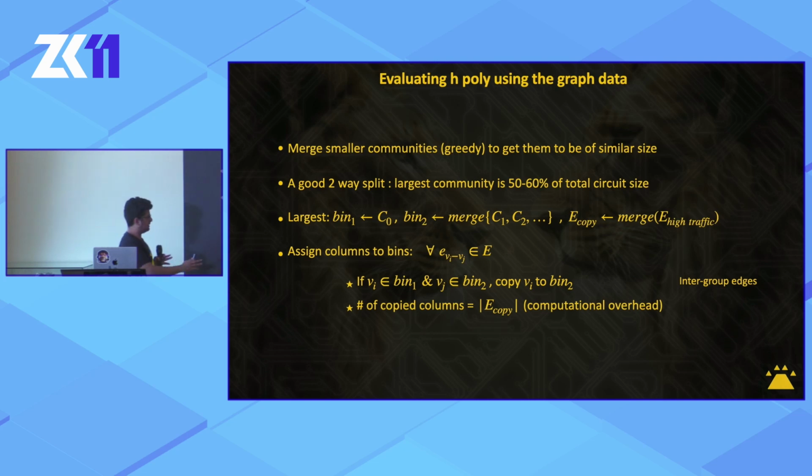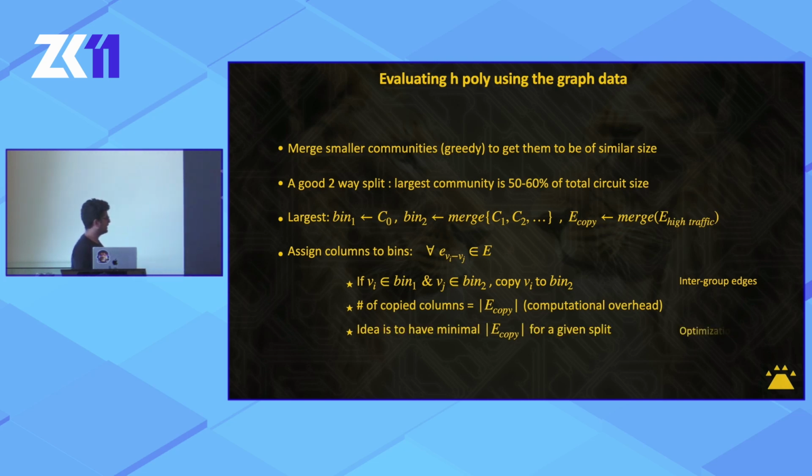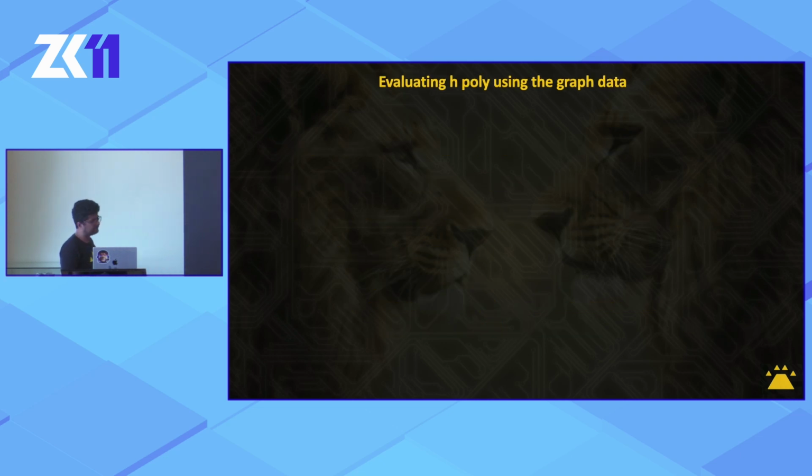So that's why we want to have a minimal number of copied columns so that the overhead is low. And this is the optimization criteria. So for separability, you pay a price, you recompute some entities. That's basically the whole idea.